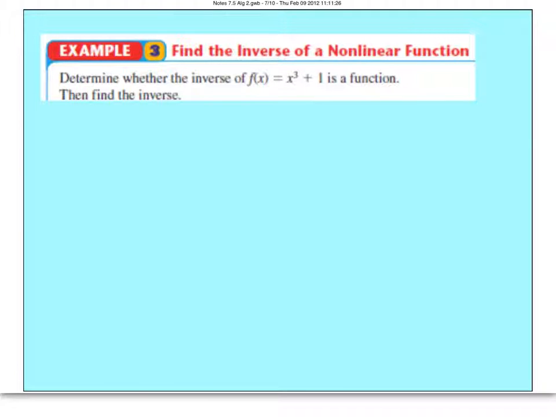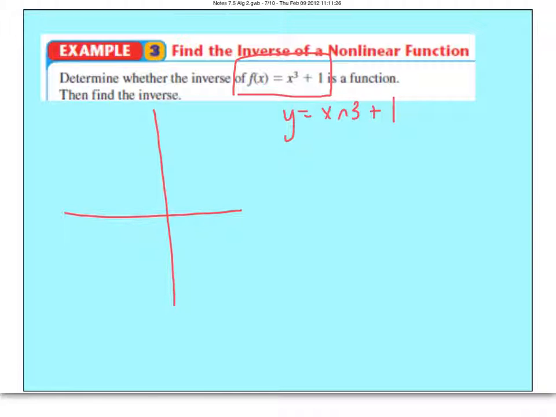So the first question is to determine whether the inverse of this particular graph is a function. We're going to end up using our graphing calculators for this. They want us to find the inverse, but I'm just going to do a shortcut. I would get my graphing calculator out, go to the y equals button, and type, y equals x caret 3 plus 1, and hit graph. When I do that, the graph is going to look something like this, which is the original graph. Their question is, when you find the inverse, will that be a function?